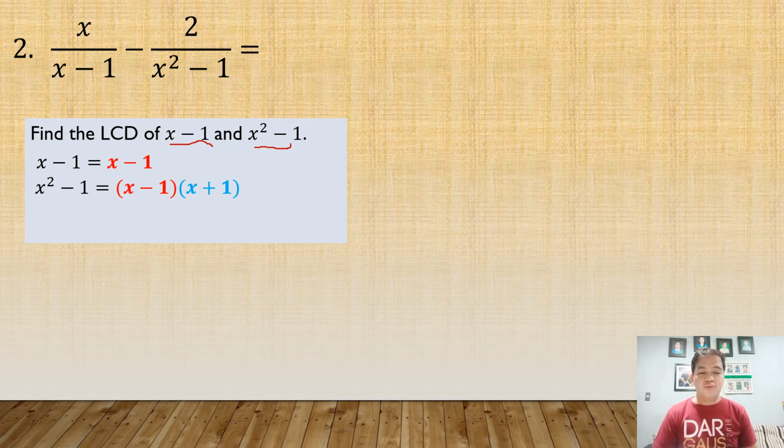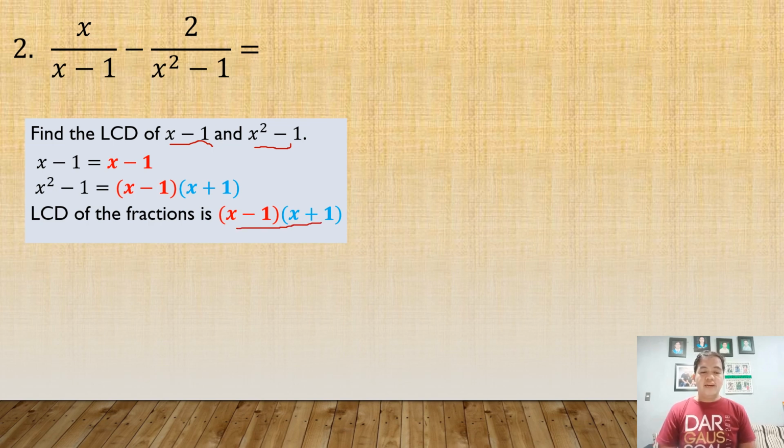Quantity x minus 1 times the quantity x plus 1. Naglagay na lang ako ng color coding, okay, para mas madaling makita. So, ang meron tayo x minus 1 na naka-red, at meron tayong x plus 1 na naka-blue. So, ibig sabihin, yung LCD natin, ayun ang dalawang yon. So, yung mga unique ang kukuhanin natin. No? Pag dalawang beses or tatlong beses na nakalagay, isang beses pa rin isusulat dito sa ating LCD. So, therefore, the LCD of the fractions is x minus 1 times the quantity x plus 1.